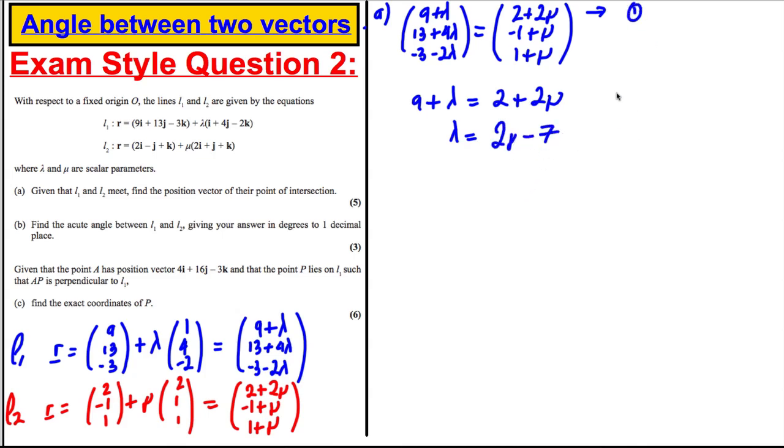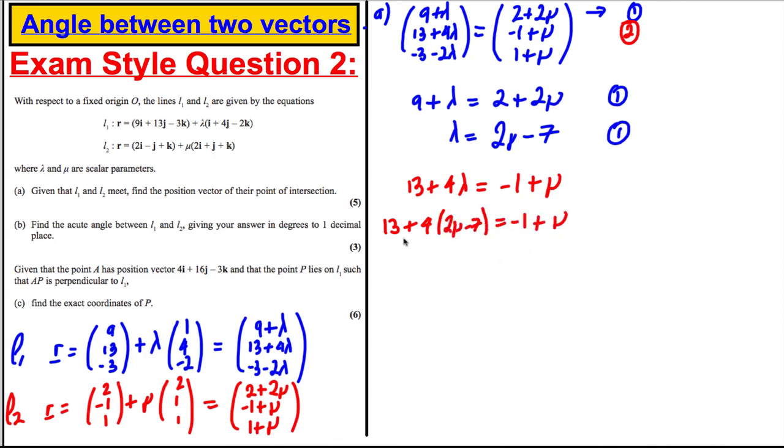Okay, from 1. And then from 2, I might write that 13 plus 4 lambda is equal to negative 1 plus mu. And I could substitute in lambda in here. I could write 13 plus 4 times 2 mu subtract 7 is equal to negative 1 plus mu. Tidying it up, 13 plus 8 mu subtract 28 is equal to negative 1 plus mu.